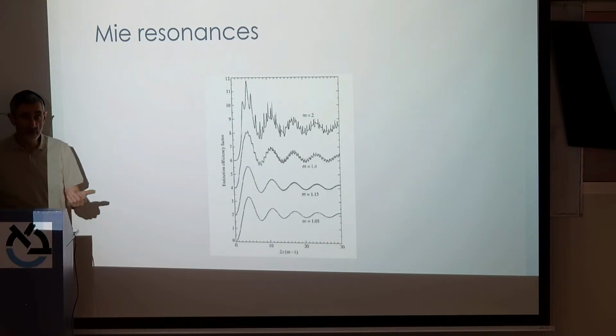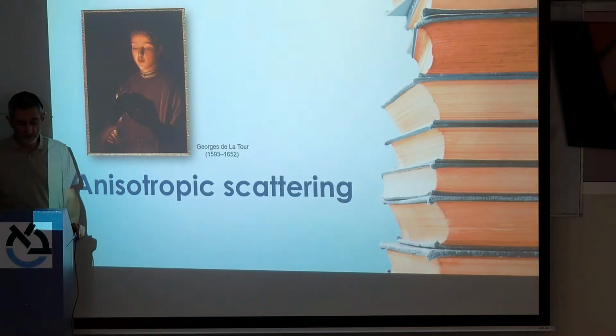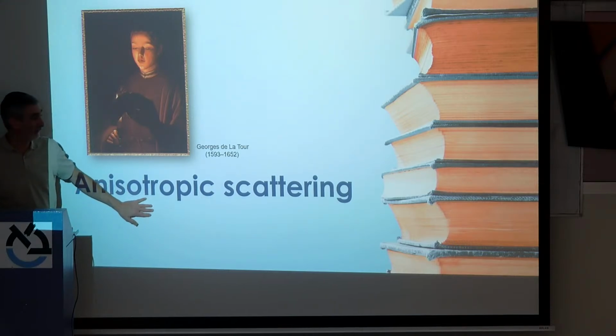Now you can go to problems where you don't even know what the solutions are. The only way to do that is to do simulations. This is the case for anisotropic scatterers. Anisotropic scatterers means that the scattering will depend on polarization.